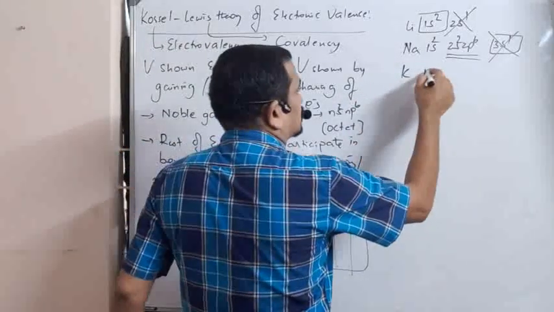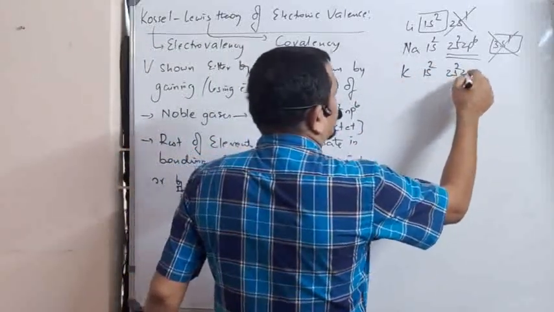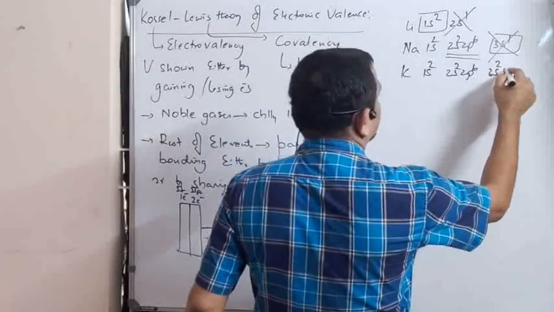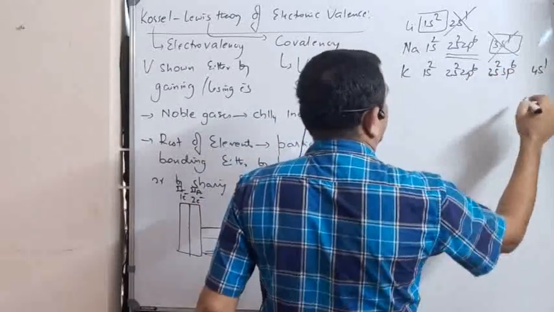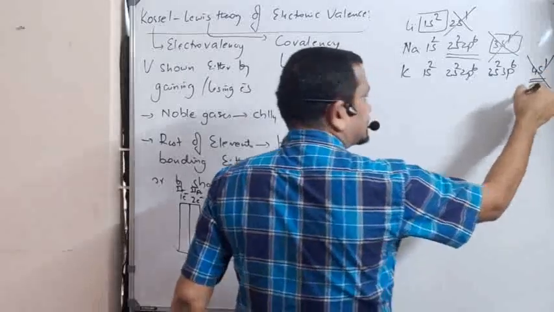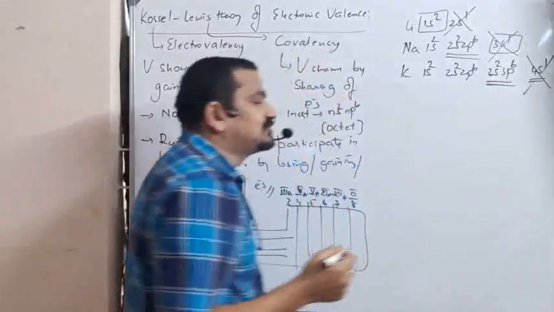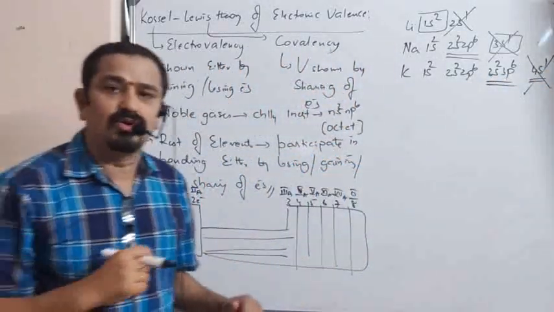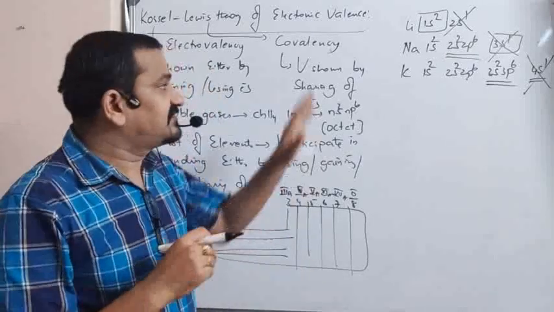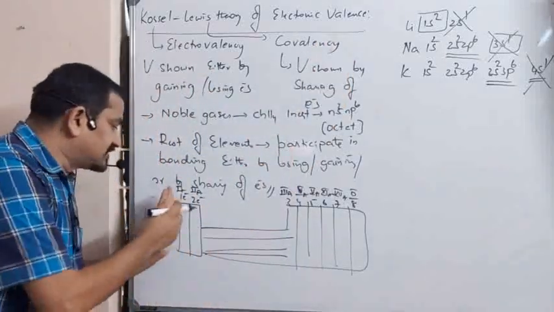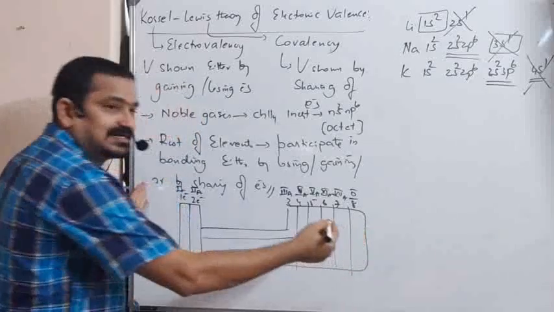Similarly, potassium is 1s2, 2s2, 2p6, 3s2, 3p6, 4s1. Potassium readily loses this 1 electron to get the 3s2, 3p6 configuration of argon. Right? So in this way, all alkali metals lose one electron to get the previous inert gas configuration.